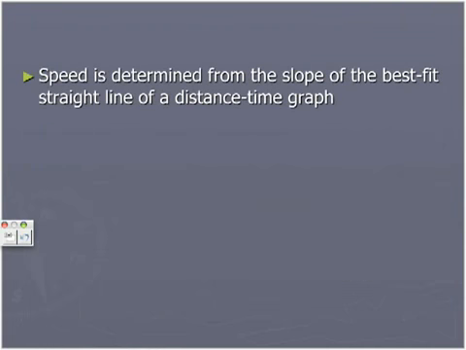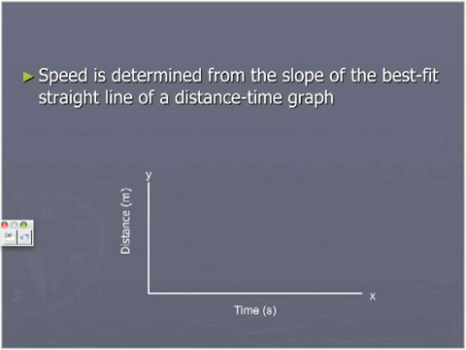So, speed is determined from the slope of the best fit straight line of a distance time graph. So, let's look at our graph here. Distance, notice we've labeled our axes, D and T axes. Distance in meters, time in seconds. So let's say we have our line of best fit. So there it is. From the line of best fit, we pick 2 random points.